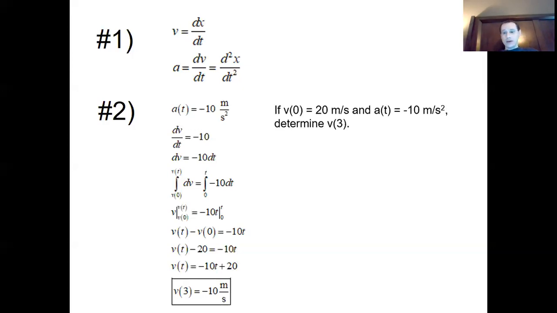The problem specifically asks you to find the velocity at time 3. So all you got to do now, after you've done all the hard stuff, is just plug 3 in for t. And when you do, negative 10 times 3 is negative 30, plus 20 would be negative 10. So the velocity is negative this time.